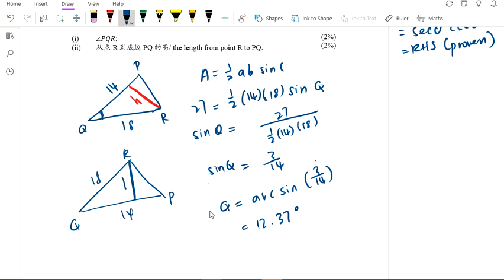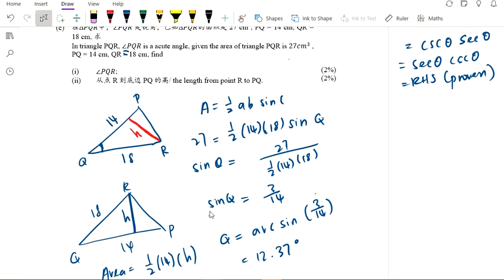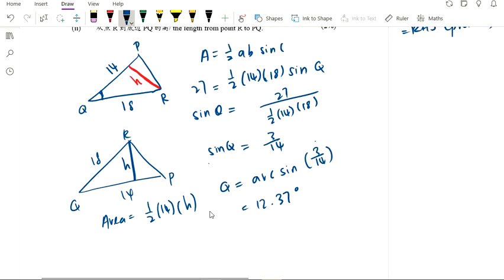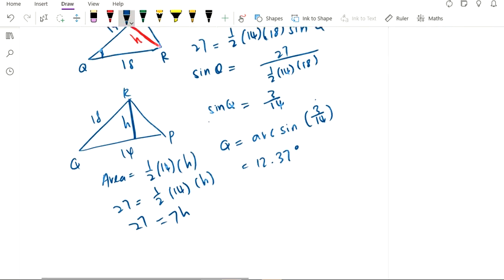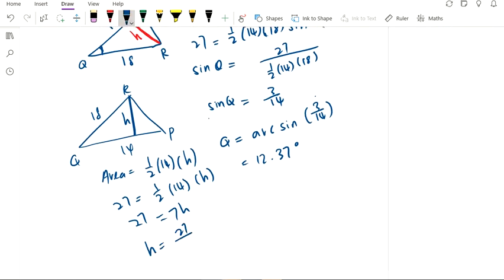Do you notice that the area of this triangle is equal to half times base times height, right? And we already have the area of this triangle, which is 27, given in the question. So 27 equals half times 14 times h. So this is 7h. So h equals 27 over 7. I think that's the answer for part 2.